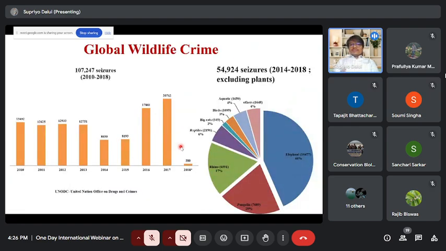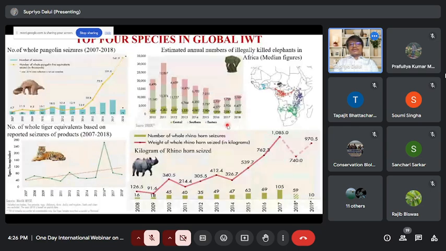So this is the global wildlife crime data, up to 2017. You can see that from 2010 to 2017 only, the crime rate has almost doubled. And these are the most hunted species in the wild: elephants, then pangolins, then rhinos, and then reptiles and big cats. All of these wildlife are being hunted because of their demand in the wildlife trade.